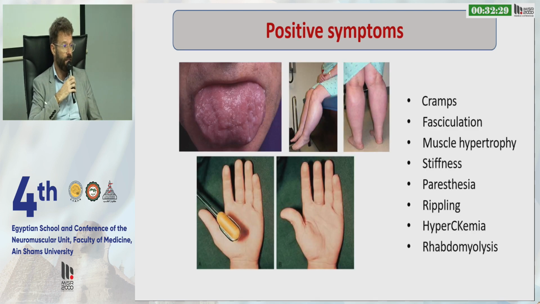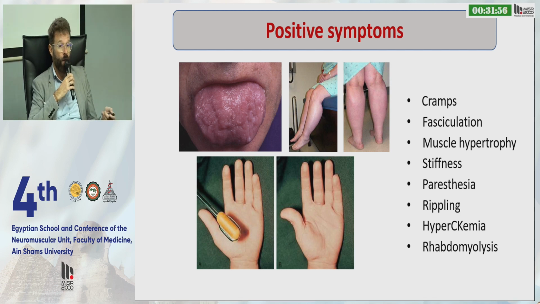But in other cases, we have positive symptoms. There is something that is more or bigger than normal, or something that does not happen normally. Like for example, this tongue that is quite big, these calves that are also big. You can have the myotonic phenomenon, and then you can have stiffness, paresthesia, rippling, that is a phenomenon where you have like waves of contraction of the muscle.